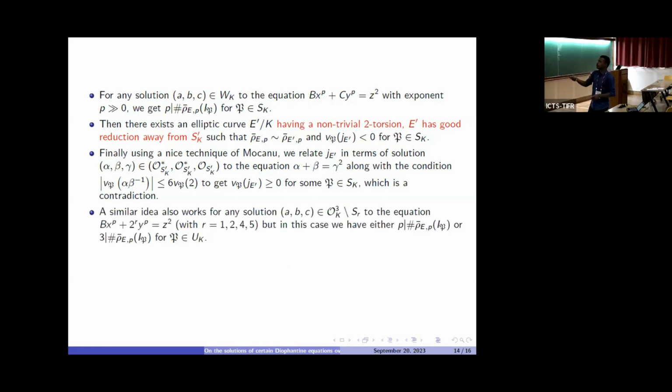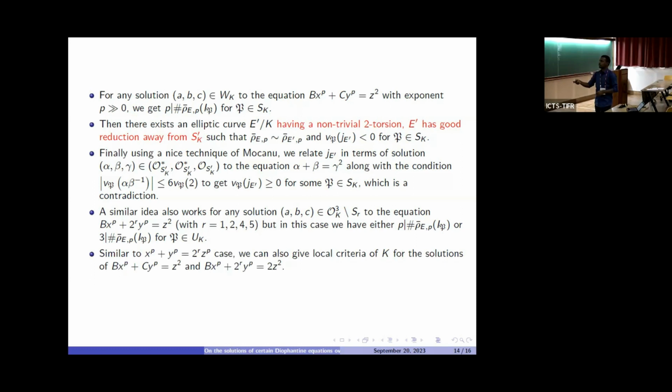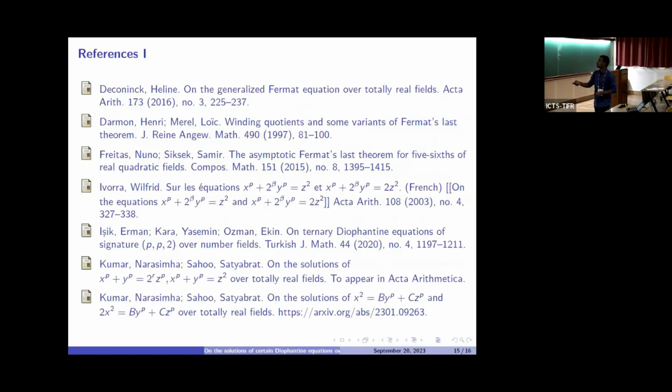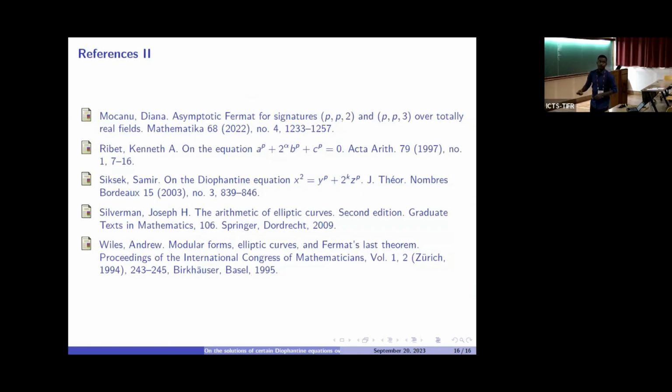And a similar idea also works if you take any solution a, b, c belonging to O_K difference S_r to this equation with r equal to 1, 2, 4, 5. But in this case, instead of getting the valuation at P of j being less than 0 for a prime P belonging to S_K, here we get these two conditions: either P divides this or 3 divides this, for a prime P belonging to U. And similar to the previous case, x^p plus y^p equal to 2 z^p, here also we can give local criteria for the solutions of these two equations. So these are the references. Thank you. I'll stop here.